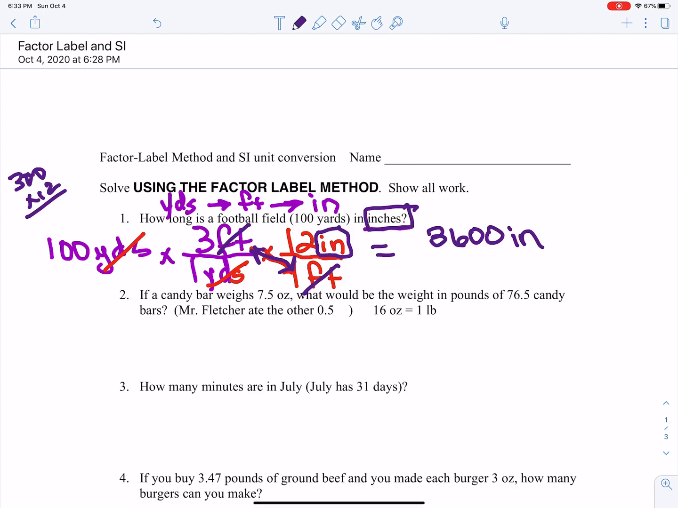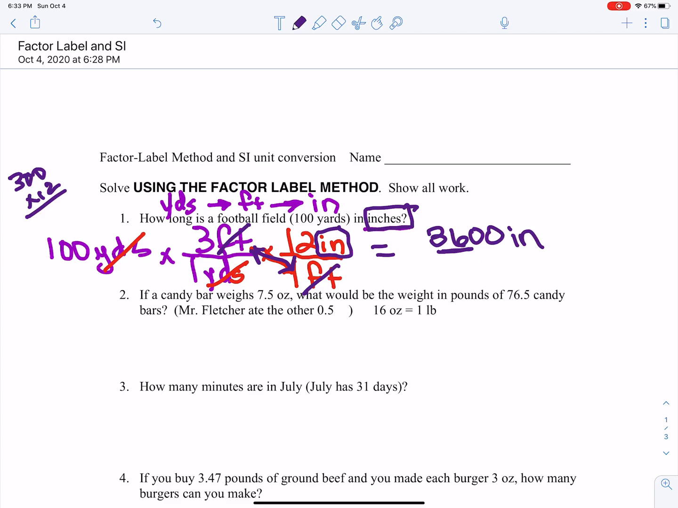So the question is what about sig figs? Because when you're solving these problems, you always have to be aware of sig figs. Well, if you look over here, there's 1 significant figure in 100 yards. There's 2 significant figures in 3,600. So the question is how do I make that into 1 sig fig?